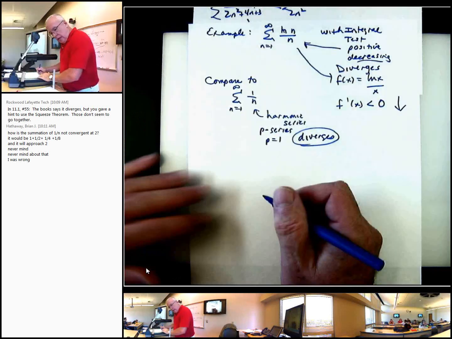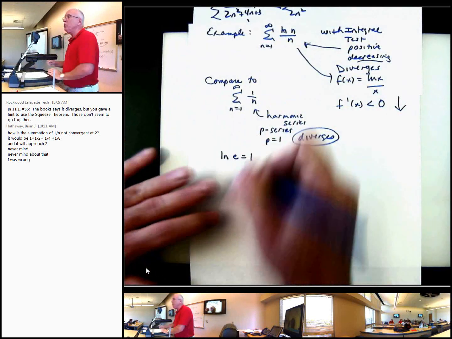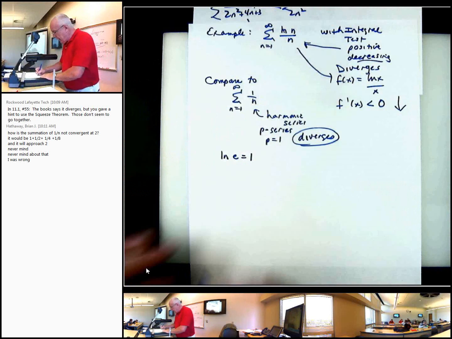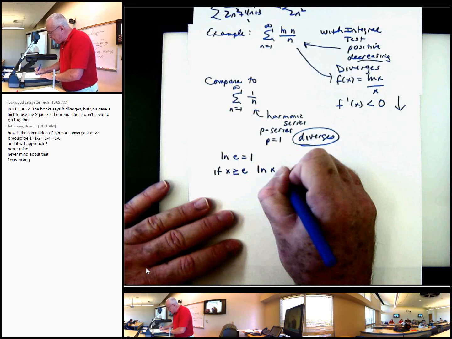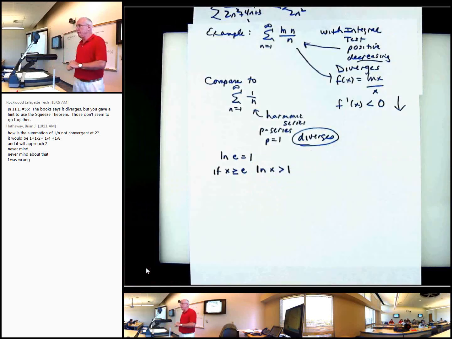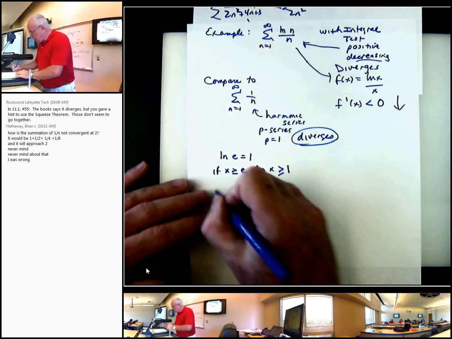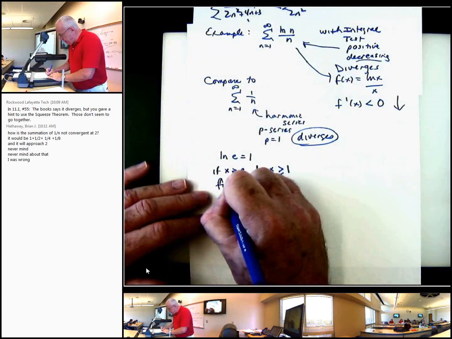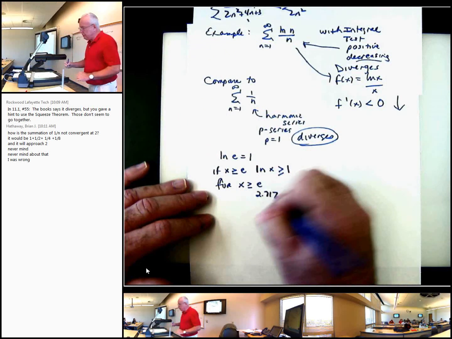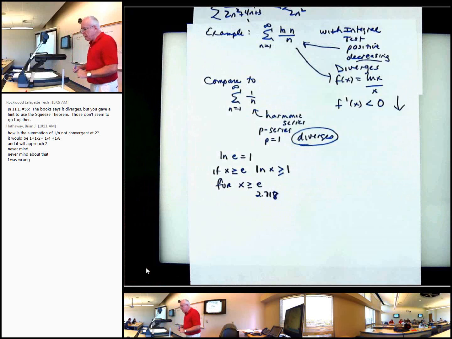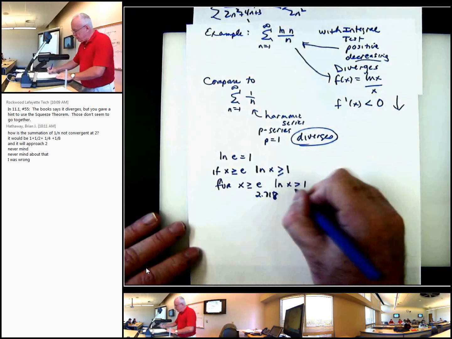Now, let's look at the ln. The ln of the number e we know is equal to 1. And if the x then gets bigger than e, the ln of x then becomes bigger than 1. All right, or bigger than or equal to 1. So therefore, for x bigger than e, now what is e? 2.717 or 2.718? The ln of x is bigger than 1. Bigger than or equal to 1.